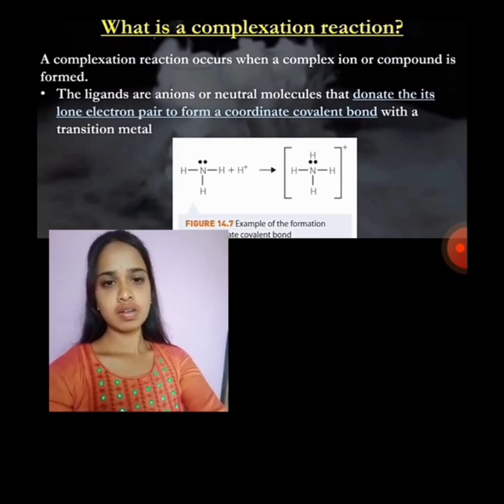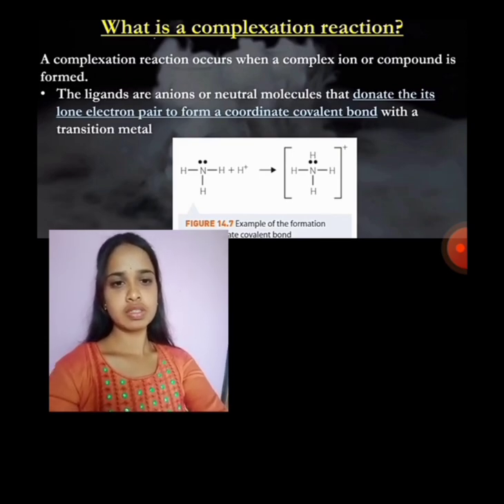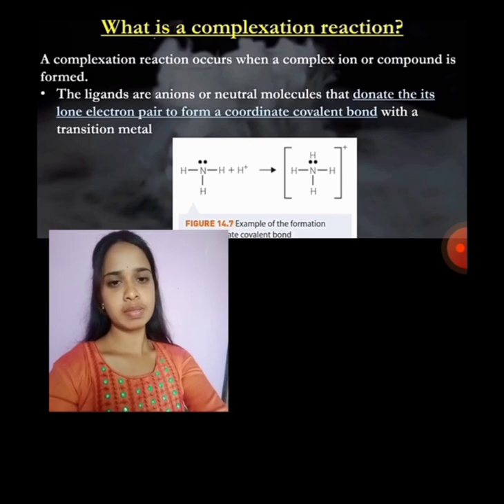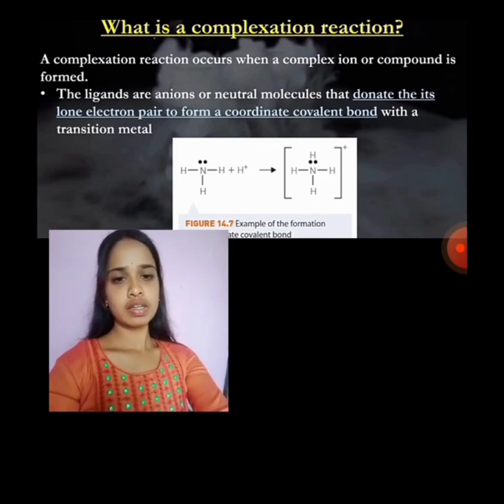The ligands are anions or neutral molecules that donate their lone electron pair to form a coordinate covalent bond with a transition metal. Example: NH3. The two electrons add to H+ to form NH4+.